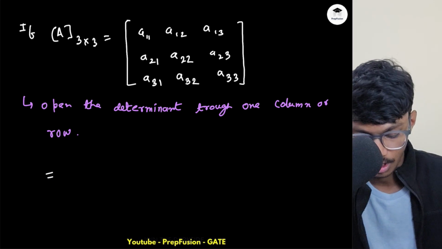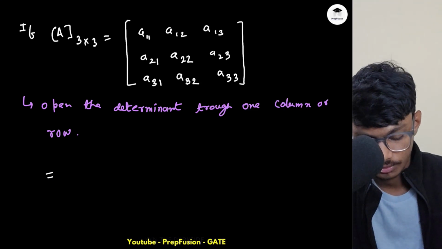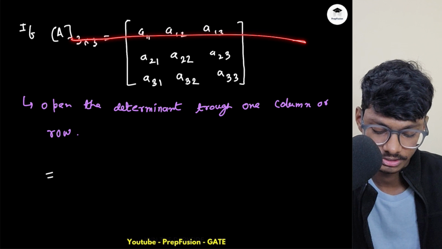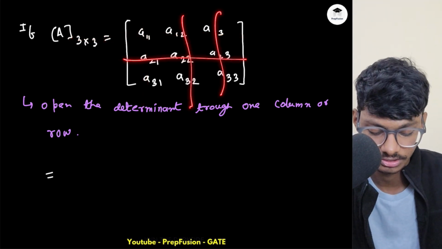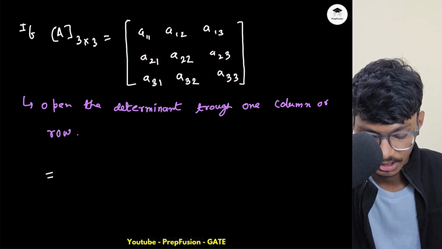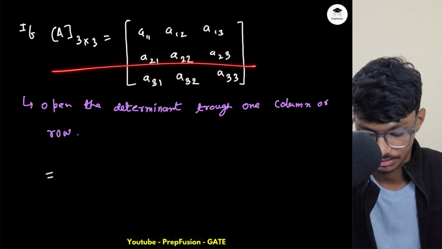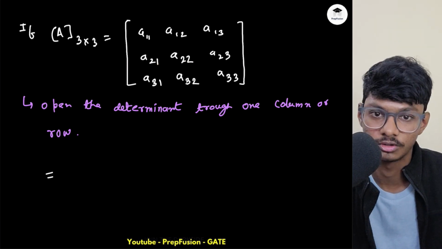Okay, so how will you open the determinant? So through one column or row, what do you mean? Either you can open through this, either you can open through this, or you can open through this column, you can open through this column or this row or this row. Okay, so let me open through this. Let me open through this. So if I open through this, what does it mean?